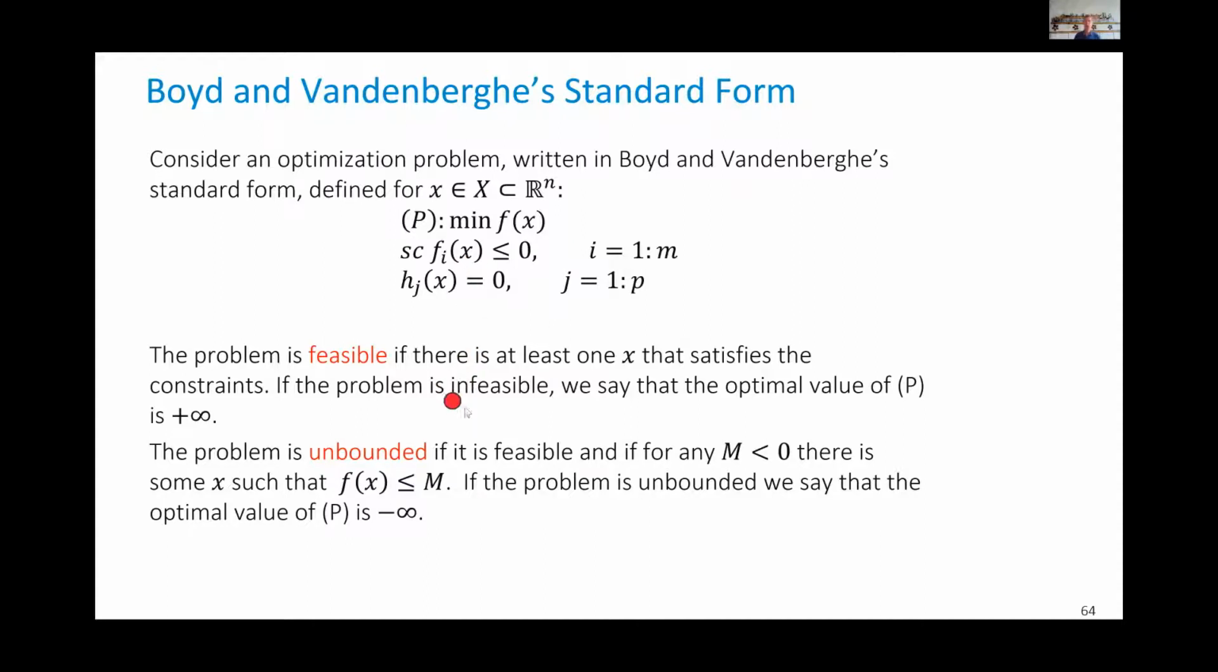The problem is unbounded if there is at least one feasible point, but in fact there are many feasible points, and f can be as small as you want. So in fact, there is no minimum. There is an infimum, which is minus infinity. In that case, we will say that the solution of the problem is minus infinity. So I give those conventions because all the statements that we will make include these cases.